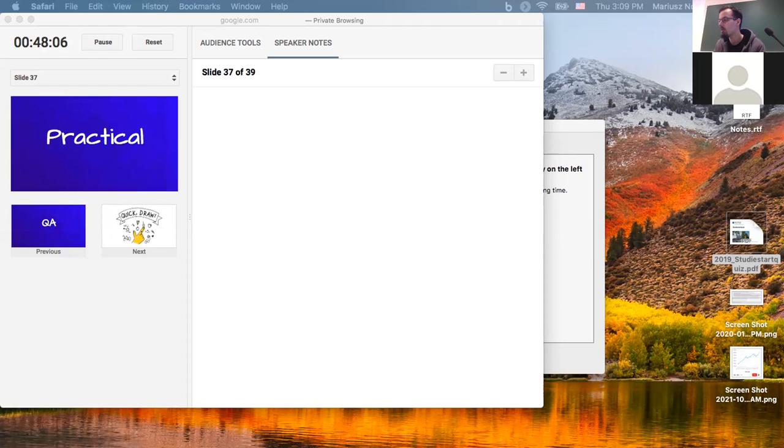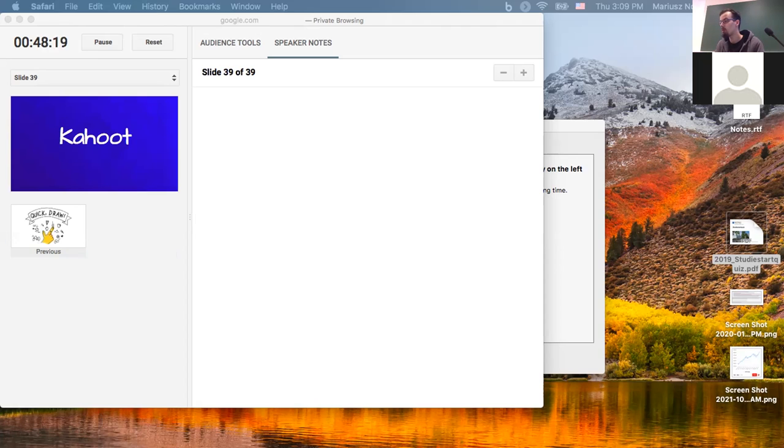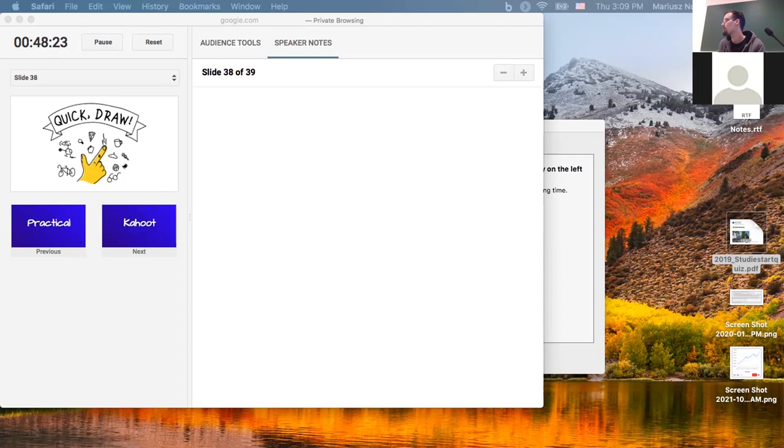And then we have the slight practical. What is the time? Oh yeah, I didn't actually look at the time. I could just do Kahoot instead. This is an image recognition network that you're training, which is slightly interesting. But if I only have 5 minutes left, the Kahoot might be more interesting.